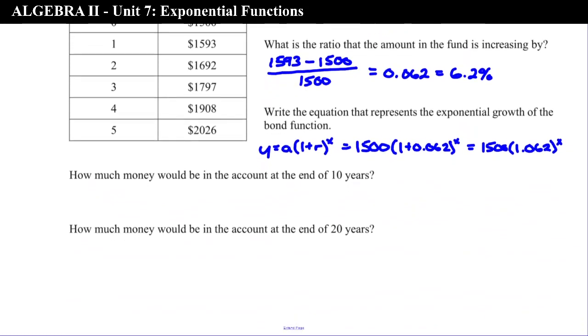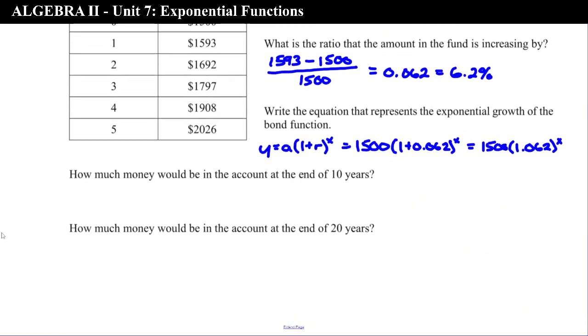Now that we have a formula, we created this formula specifically for this situation, so we can use it to find out some stuff. How much money would be in the account at the end of 10 years? We just take the formula we just made, y equals 1,500 times 1.062 to the x, and our x value is going to be 10 in this case. Since we're dealing with money, you're going to round it to the nearest cent. So we get 27.3739.